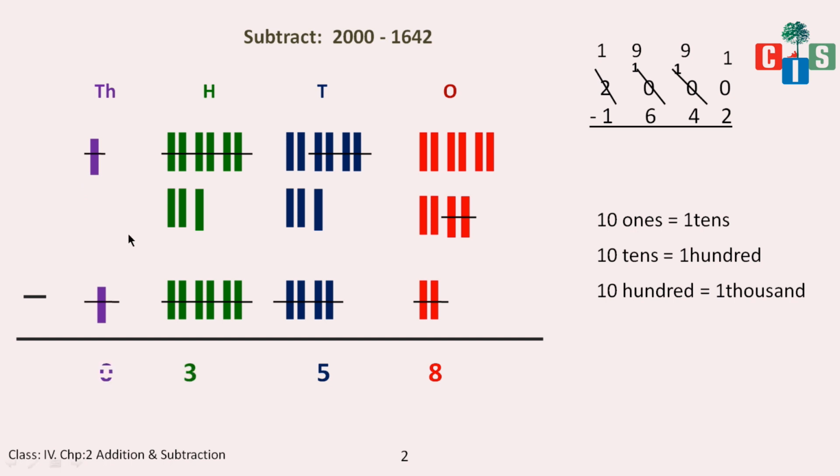Clear? The same thing we do in the digit form is, from the ones place we have 10 minus 2 is 8, 9 minus 4 is 5, then in the hundreds place we have 9 minus 6 is 3, and 1 minus 1 is 0. If you don't write 0, it's okay, student. Okay, moving on to the next topic.